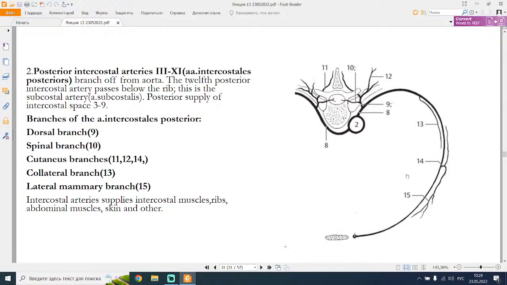Posterior intercostal arteries supply the intercostal space. What you see, branches of the arteria intercostalis posterior. This is dorsal branch, spinal branch, cutaneous branches, and collateral branches, and lateral mammary branch.